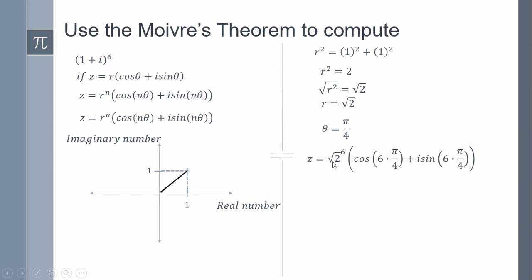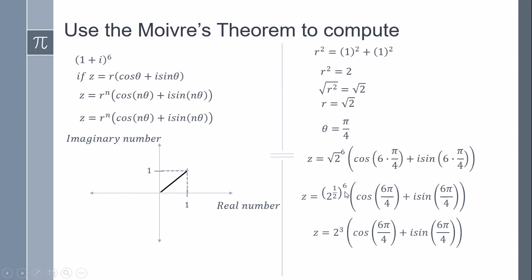So r is square root of 2, cosine of 6, which is the exponent, times pi over 4, and I just multiply this 6 by this and this 6 by this as well. The square root can be represented as a power, so we have 2 to the power 1 over 2. When we have an exponent raised to another exponent, we multiply both. So 1 over 2 times 6 is going to be 2 to the power 3.